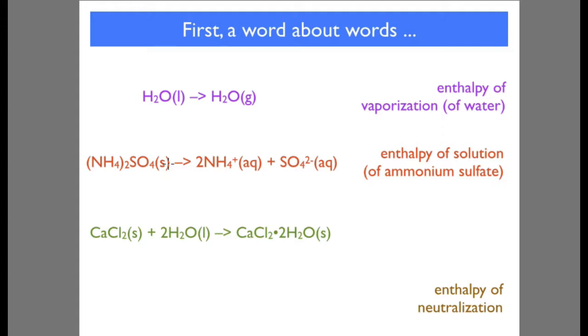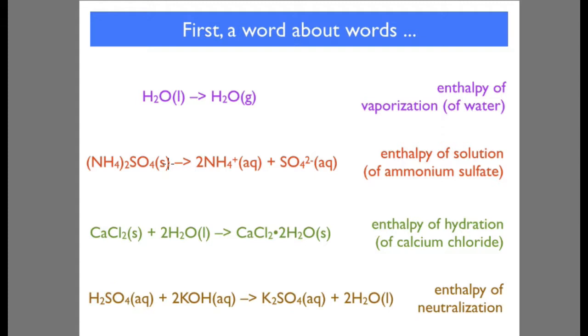What's this one? We've got calcium chloride with water giving us the hydrated form of calcium chloride, and that's right, it is the enthalpy of hydration. And finally, another one for enthalpy of neutralization. We've got some sulfuric acid reacting with potassium hydroxide, the base, giving us the potassium sulfate salt and water.